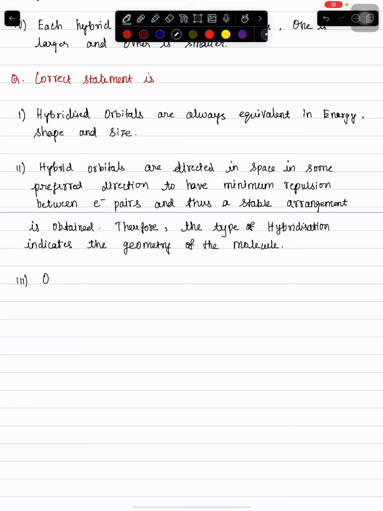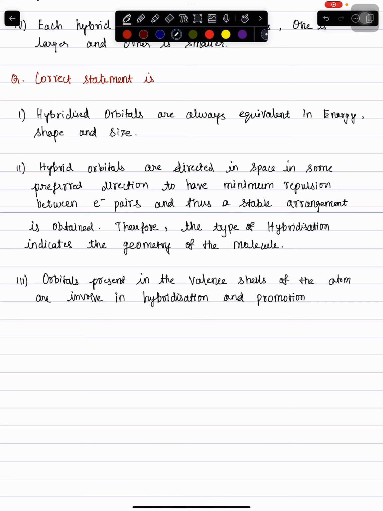Third option is: orbitals present in the valence shell of the atom are involved in hybridization, and promotion of electron is not an essential condition prior to hybridization. And the fourth one: all are correct.